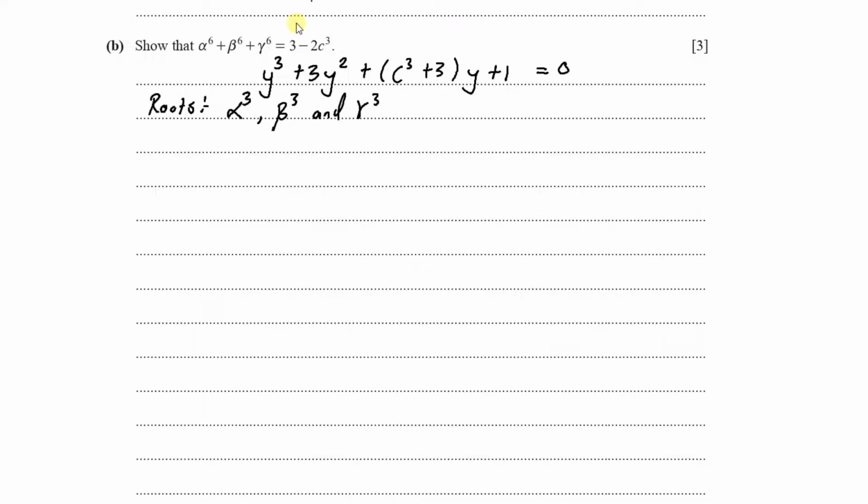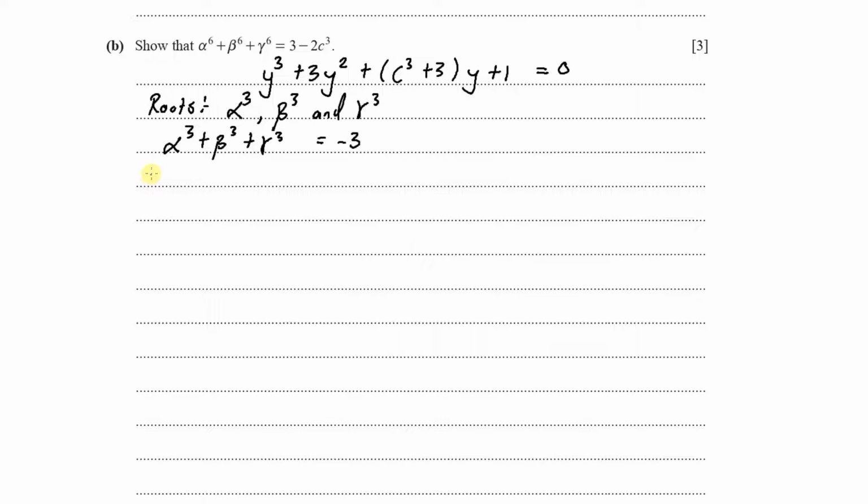Now for the summation of roots here, that's alpha cubed plus beta cubed plus gamma cubed. Summation of roots for this cubic polynomial is going to be minus b over a. a in this case is the coefficient of y cubed. So it's minus 3 over 1, so it's minus 3.